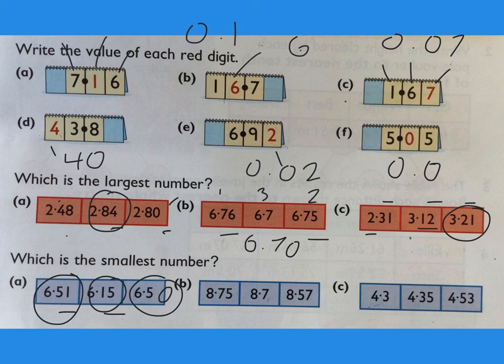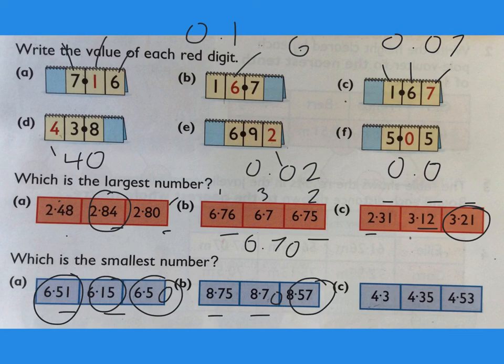Okay, so for B, I'm just going to use the same process as I did the last time. So I'm going to add a 0 on the 8.7, so the number is exactly the same. So they all have the same amount of units. The smallest number then is 8.57. Okay, next smallest is 8.70, and 8.75 is the biggest.